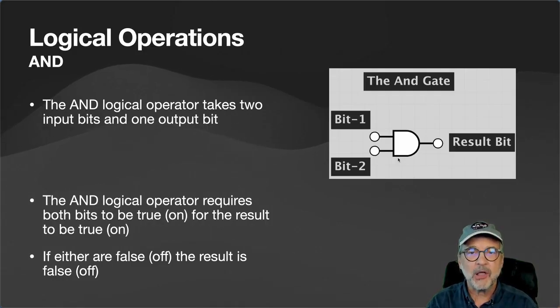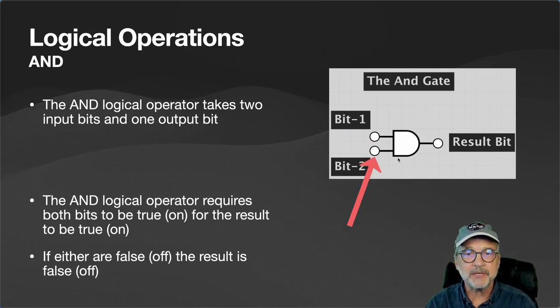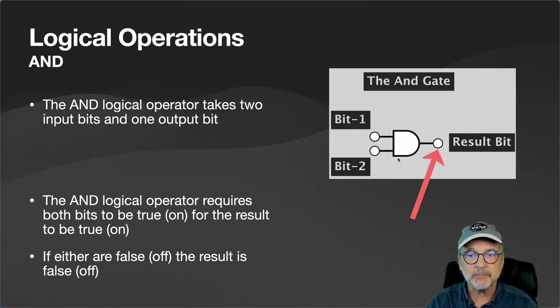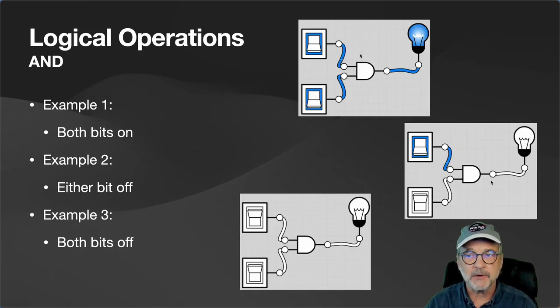And the AND logical operator takes two or more bits, and it really only outputs a single bit. Now right here you can see that we have a single AND gate, and that's what they're called. They're called gates. We have bit 1 and bit 2 going into that gate, and what comes out is a result bit. Now the AND logical operator requires that both or all of the bits be true or turned on for the result to be true, turned on. If any of the bits going into an AND gate are off or false, the result will always be false. So they must always be turned on.